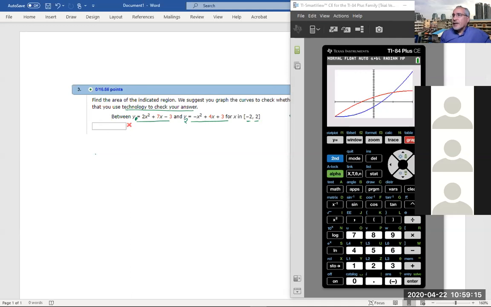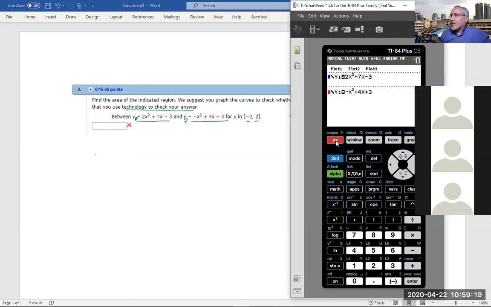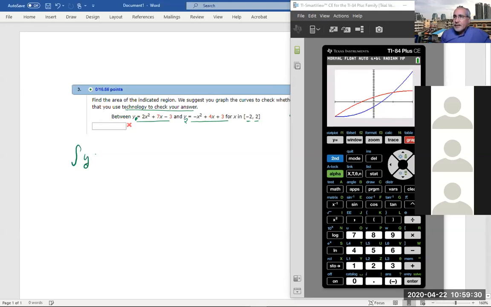We'll check our answer here, but so the first one, go back, make sure the red one is y2, the blue one is y1. Okay, so I want to take y2 minus y1, and that's going from x equals -2 until, I'm going to call that x equals 1, and then I'm going to verify that just to be sure.